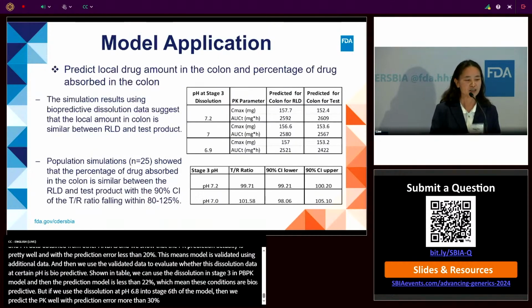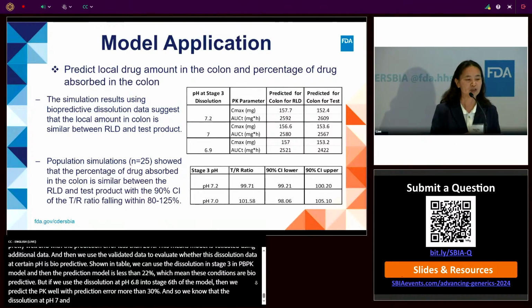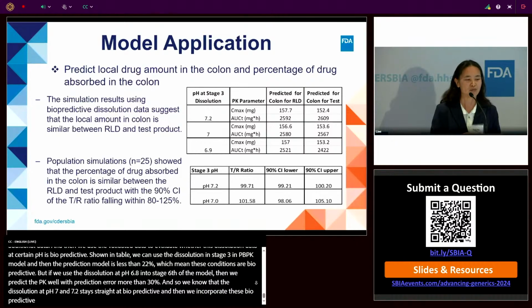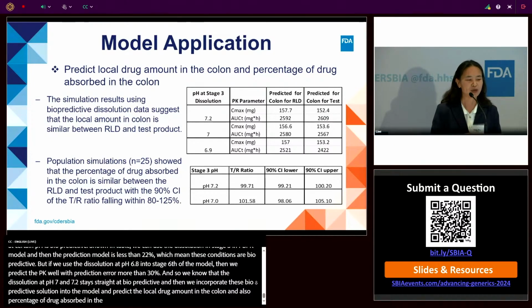So we know that the dissolution at pH 7 and 7.2 at stage 3 are biopredictive. So then we incorporate this biopredictive dissolution into the model and predict the local drug amount in the colon and also the percentage of drug absorbed in the colon. As you can see from the top right table, the simulation suggests that the local amount in the colon is similar between the RLD and the test product.